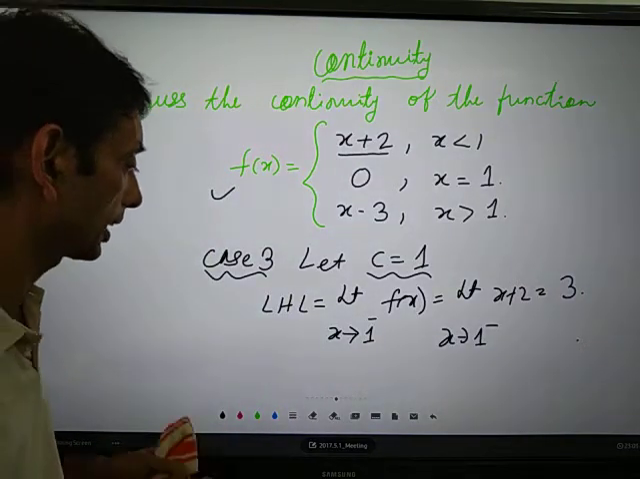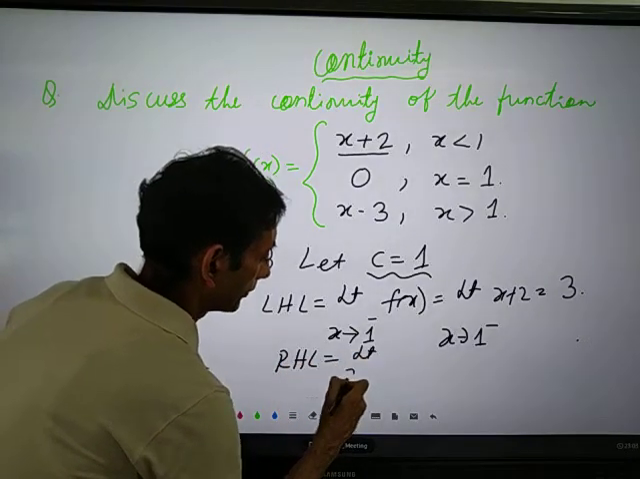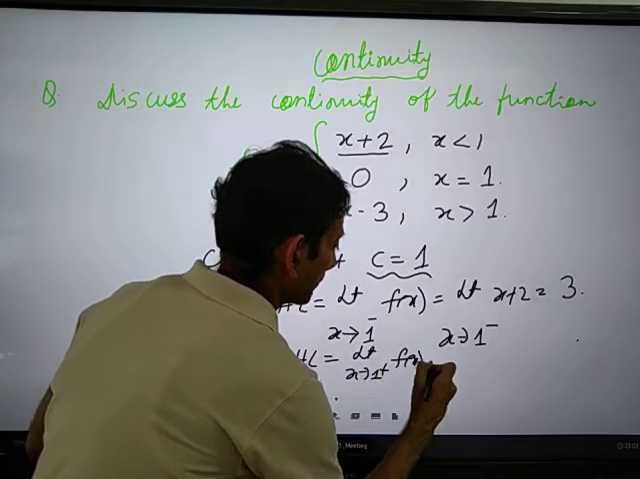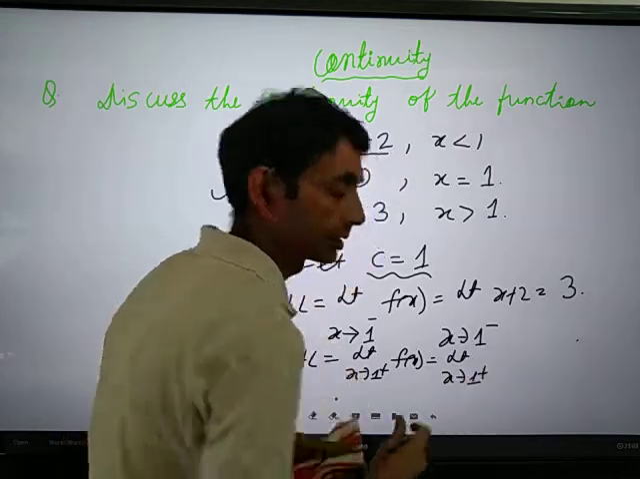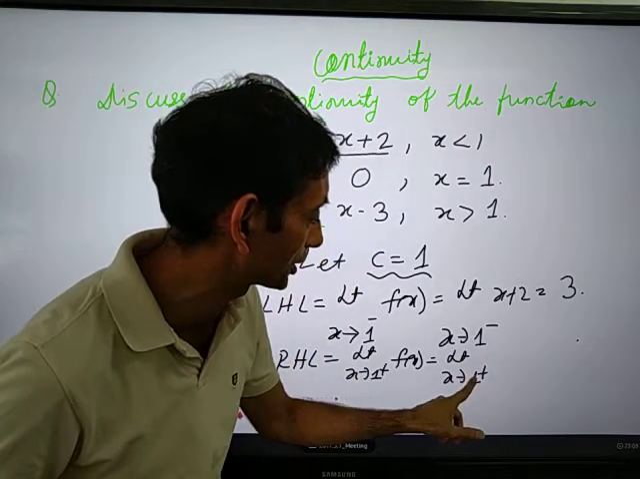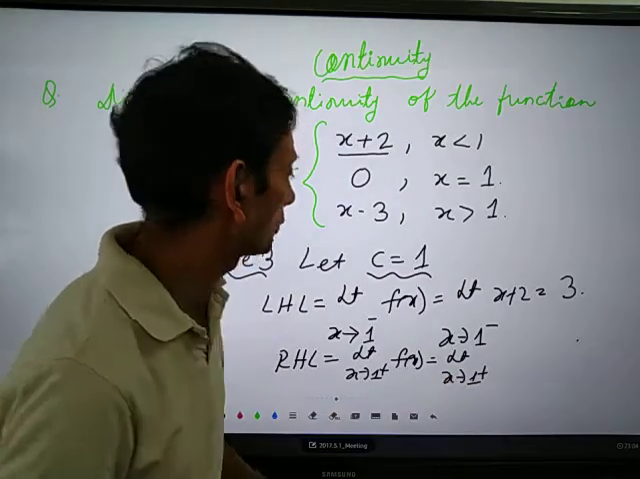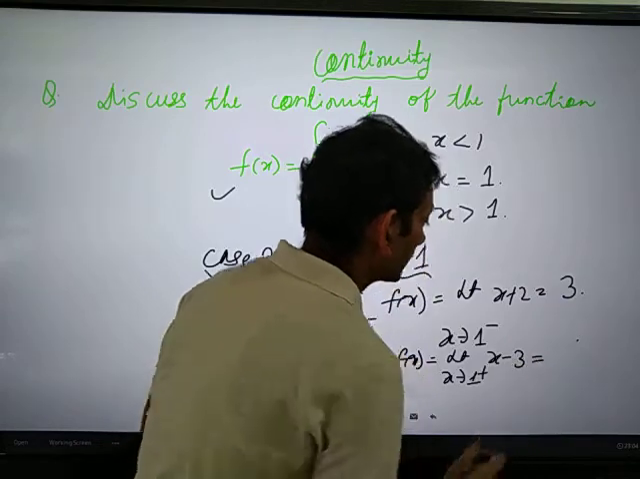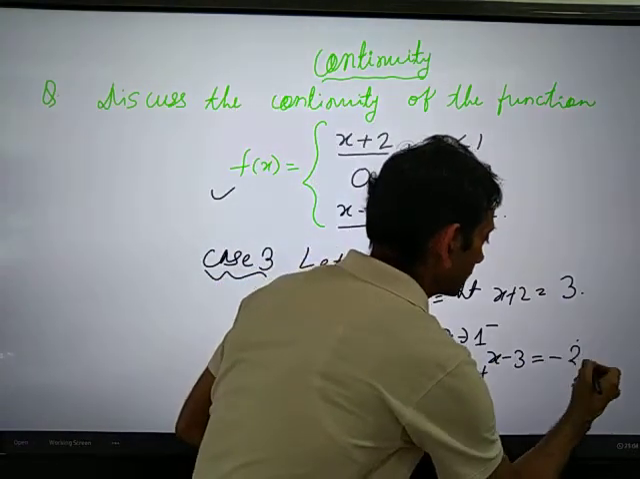So let's see what is the right hand limit. Limit x approaches 1 plus f of x is equal to limit x tends to 1 plus. X tends to 1 plus means you are approaching 1 from the right hand side, so x will be greater than 1. So f(x) can be replaced by x minus 3. In case you substitute x equal to 1, it is equal to minus 2.